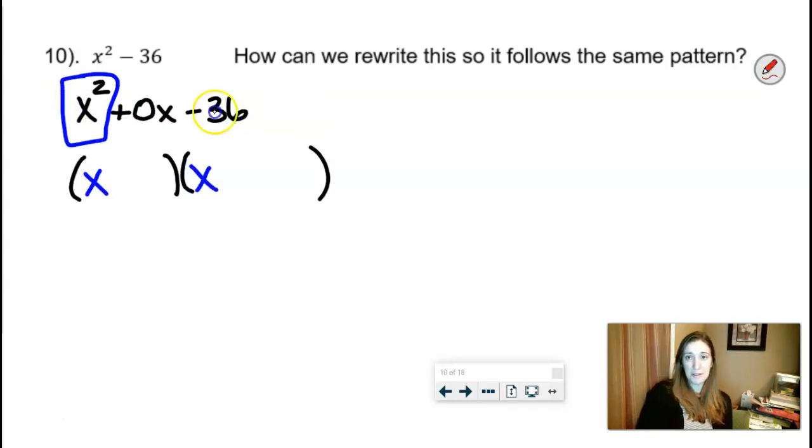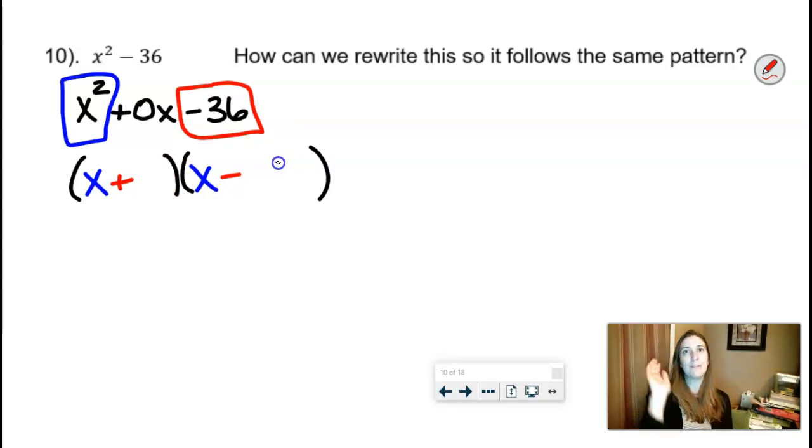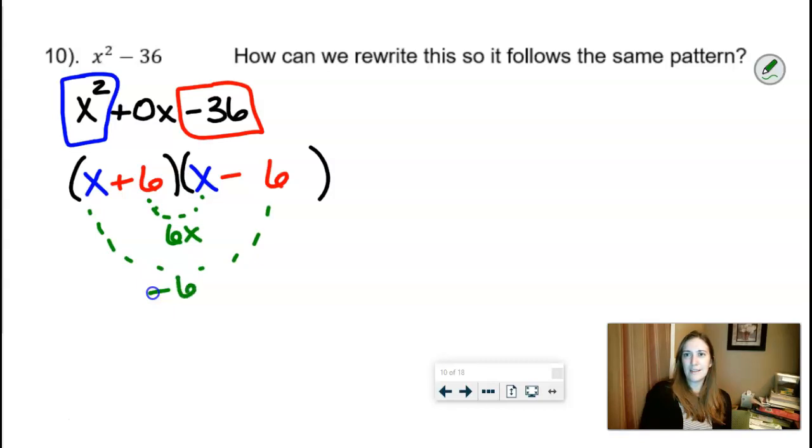And then I'll agree with you, negative 36 has a lot of factor options because it's positive and negative. And then 36 has a gazillion different factor combinations. But if I need my arches to add up to 0, that means they have to be what are called additive inverses. So 6 and negative 6. And if you don't believe me, check the arches. So this arch is a 6x. And this arch is a negative 6x. And when you add those up, you get no x's in the middle of the problem.